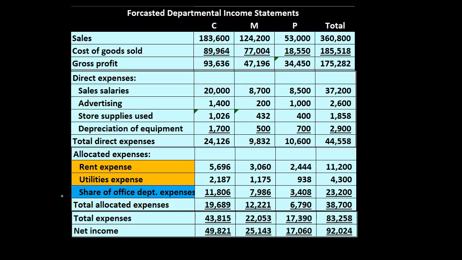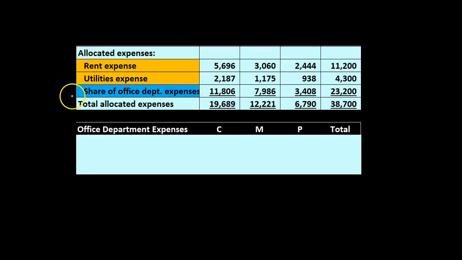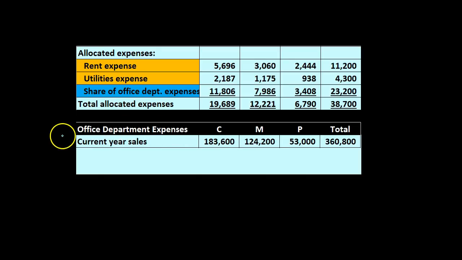Here's a quick example of a ratio analysis we may use to assign out the share of office department expenses. If we consider the office department expenses, we may know the total, the 23,200, but we don't know exactly how to apply them out to the 3 departments. We could divide it by 3, but maybe the 3 departments aren't the same in size. We need to find some method that's going to be useful for us to apply them out. So in this example, we're going to use sales, and apply the ratio of sales by each department, use that ratio to then apply the 23,200 share of office department expenses.